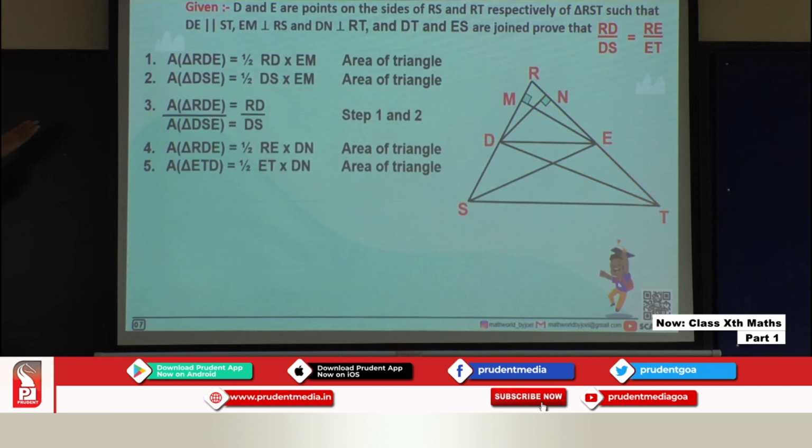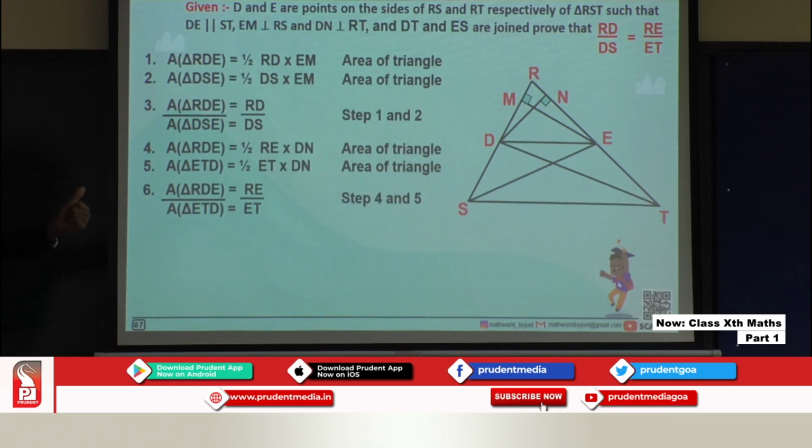what we have done in the third step, we are going to do for the sixth step. We are going to divide the fourth step and the fifth step. And you should be able to tell what should be the answer over there. It will be something like this. Half and half will get cancelled, DN and DN will get cancelled. So what will remain is RE upon ET. And from which step? We got it from step number 4 and step number 5.